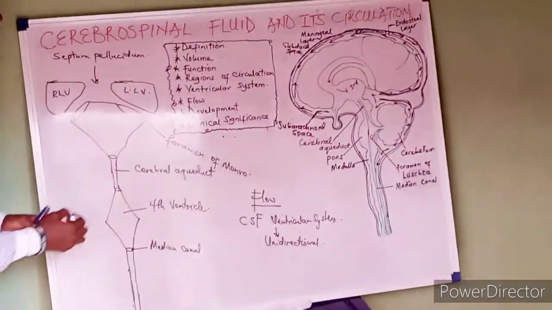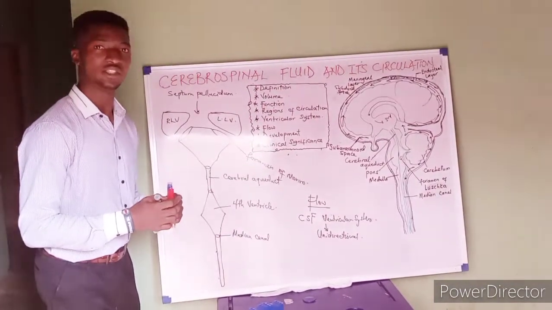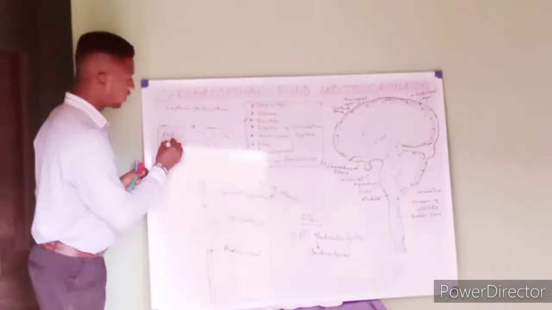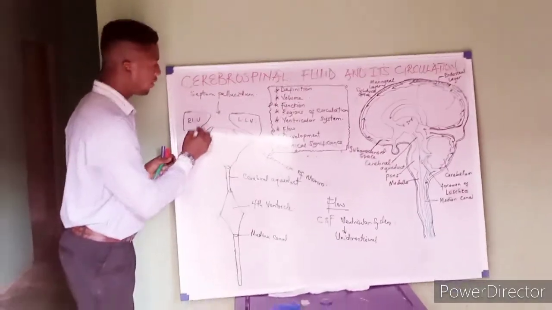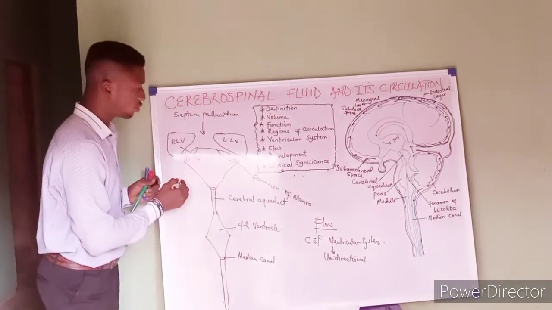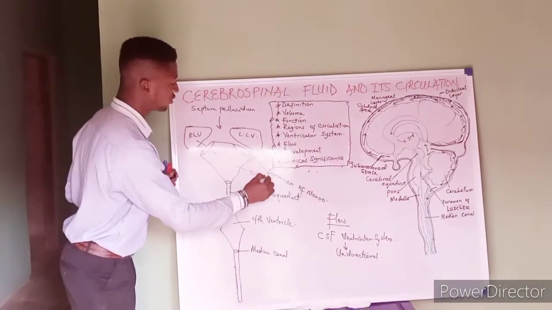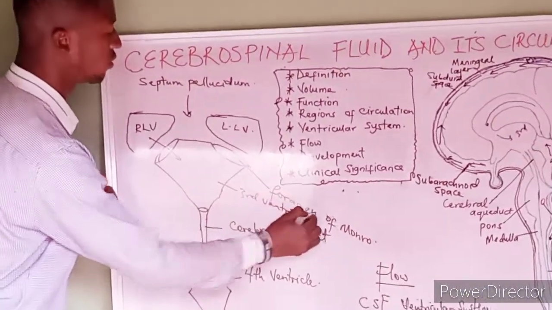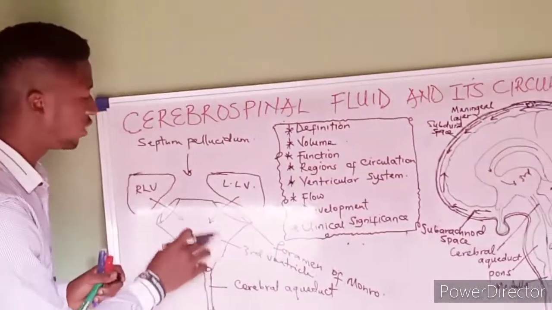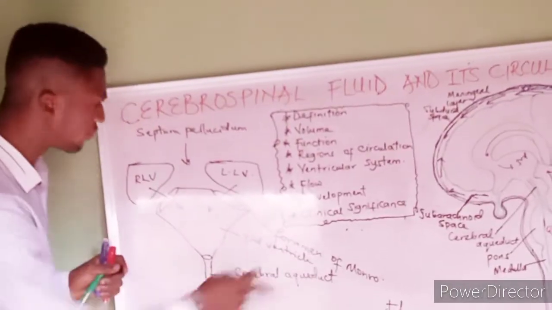It is said to be unidirectional, meaning that it takes only one particular direction. How? The right ventricle secretes the cerebrospinal fluid into the third ventricle through the foramen of Monro. This is our third ventricle. The left ventricle also secretes the cerebrospinal fluid into the what? The third ventricle, through the same foramen of Monro.